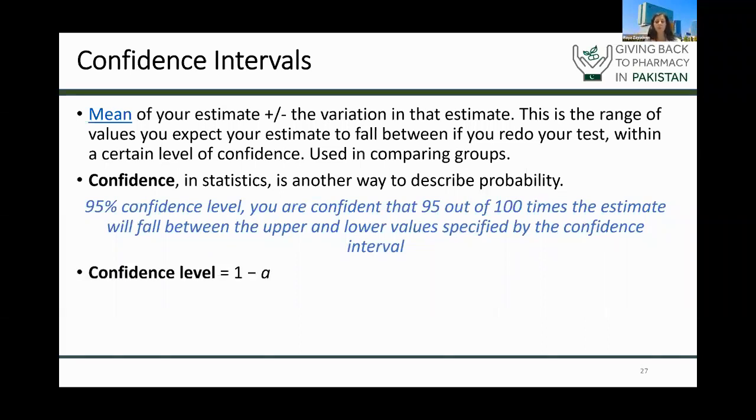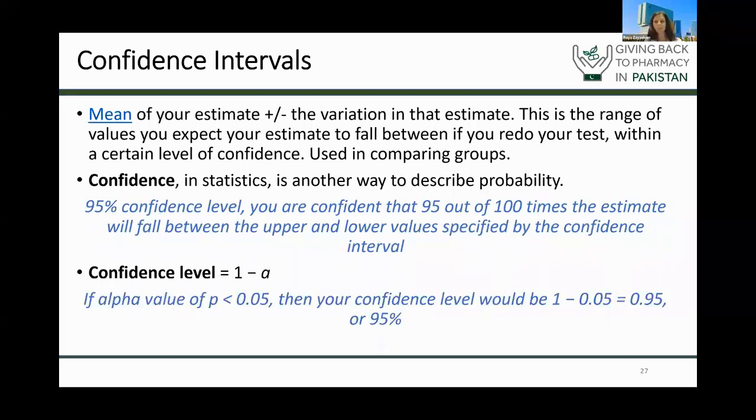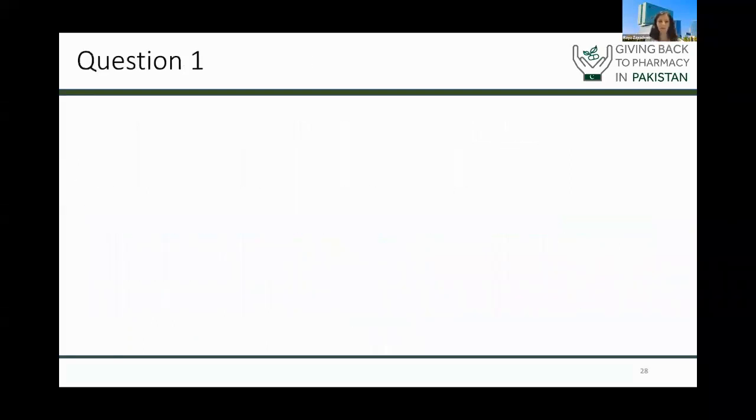And the confidence level is 1 minus your alpha. So if you set your alpha to be 0.05, which means 5% of the time you accept that you might reach the wrong conclusion by chance, then 95% of the time you are also confident that you reach the correct conclusion by chance as well. If your alpha is 0.05, then your confidence interval is the 95% confidence interval.